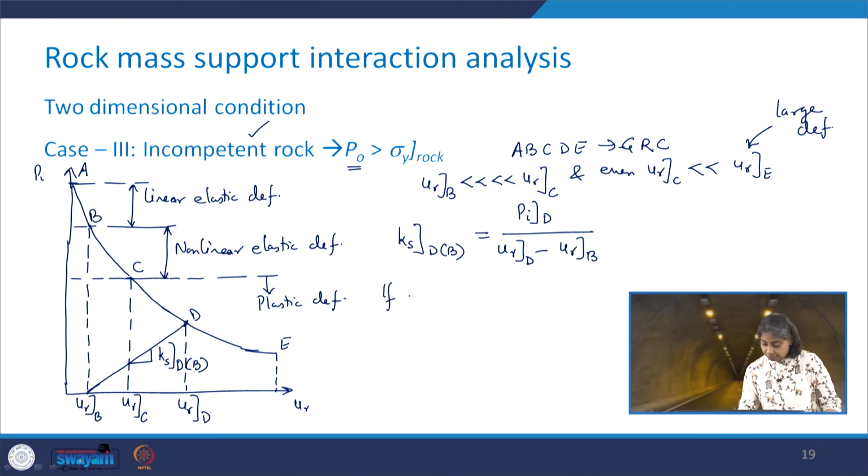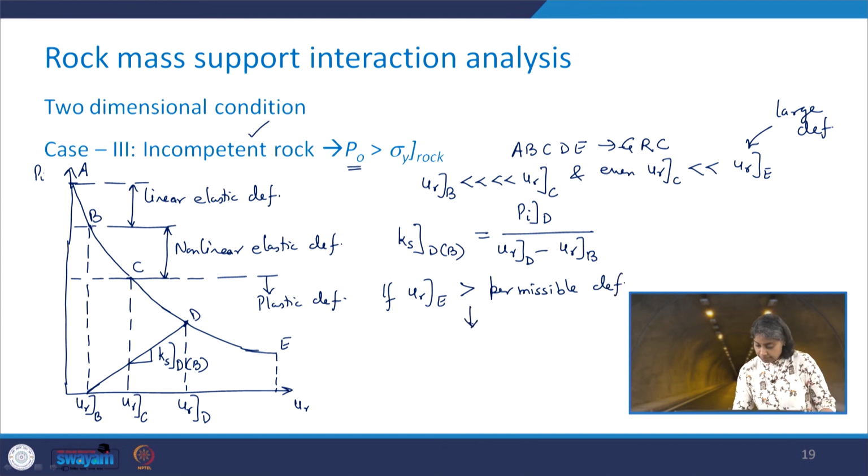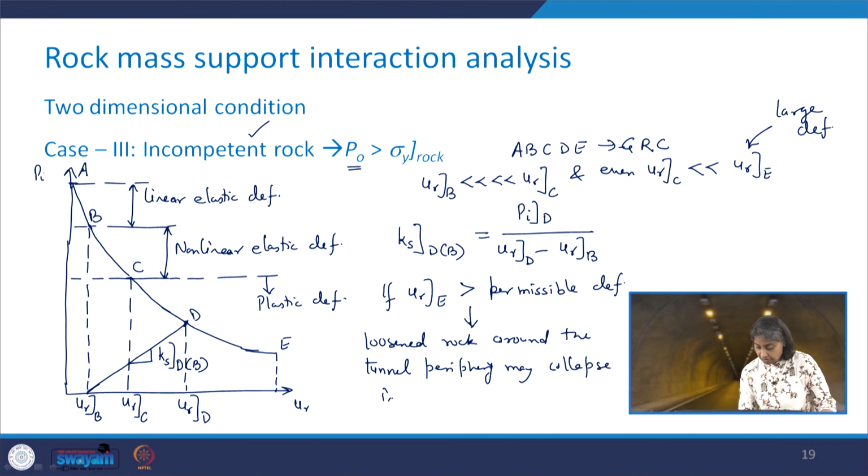Now, if you have this UR at E more than the permissible deformation, so what will happen? There is going to be the collapse because of the excessive deformation. So, in this case, this loosened rock around the tunnel periphery may collapse into the cavity.